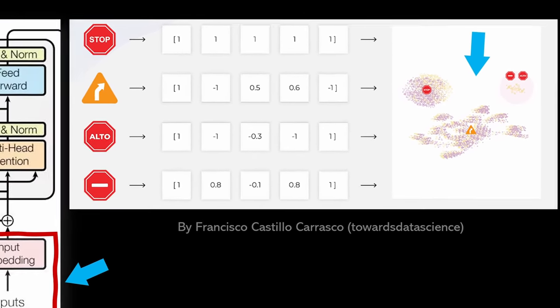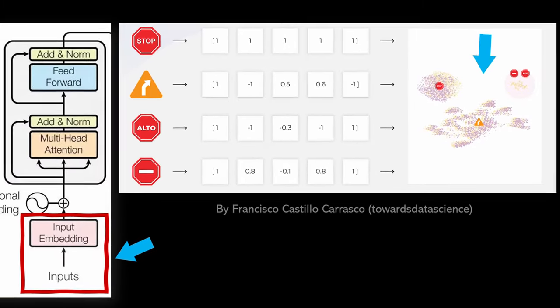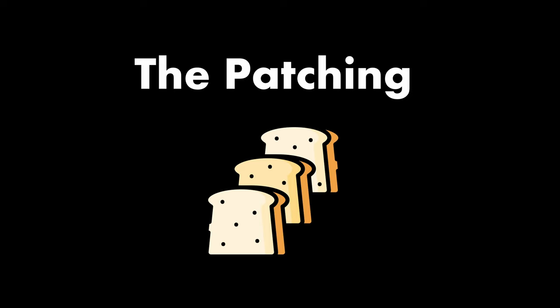Typically, these are words. How do we get these input embeddings for images? In the vision transformer, this is done using image patches. This can be understood as transforming an image into a sequence, because originally the transformer was designed for sequence tasks. Let's see this in action.